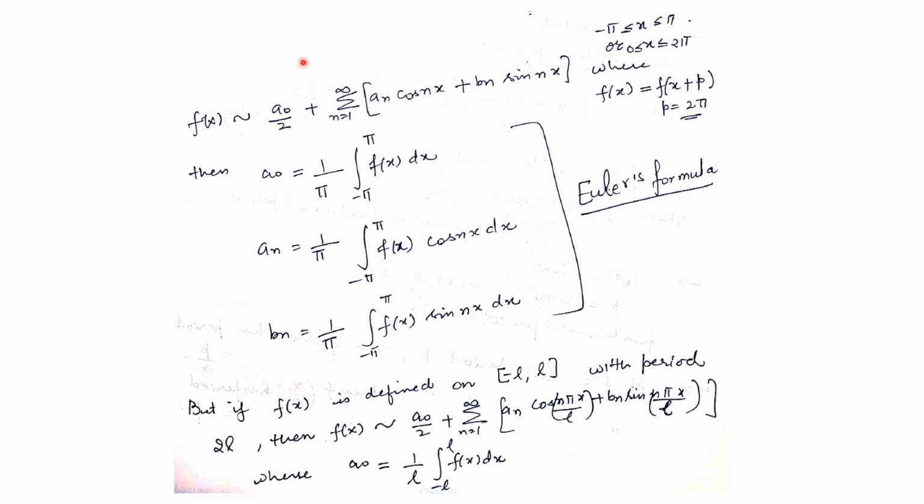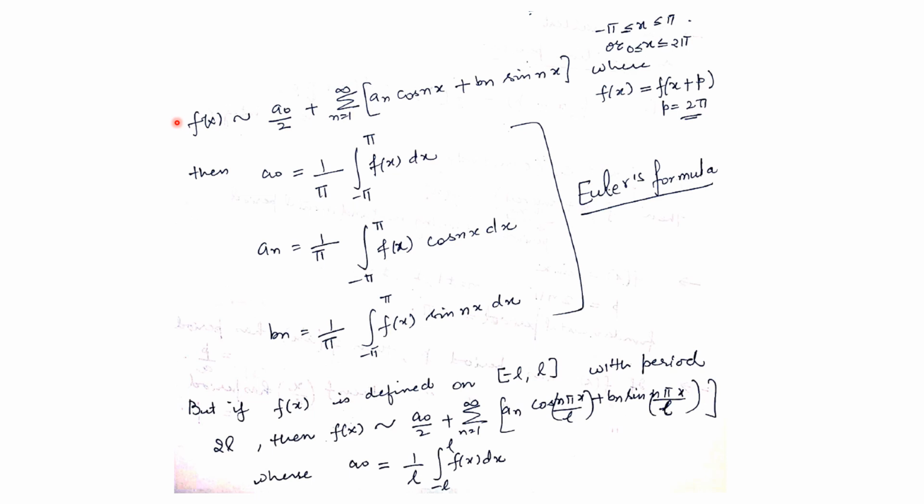So in case we have to obtain the Fourier series of a function, it means we have to find the values of a naught, an's and bn's. So remember only these formulas. Just apply these formulas, find out the values of a naught, an's and bn's, and substitute over here. You will obtain the Fourier series of any function f(x).